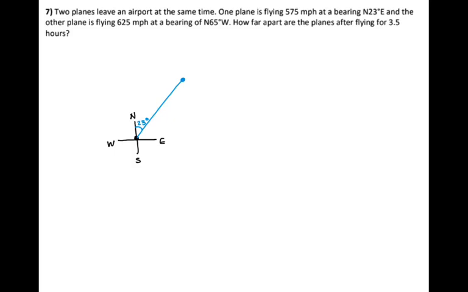For my other plane, I am going 65 degrees west of north. So again, I'm going to start at north, but now I'm going to go 65 degrees. And there's the other direction of the second plane. Now each plane is flying for 3.5 hours with different speeds. So let's go ahead and find the distances for each of those planes.